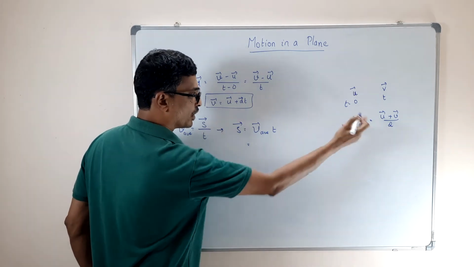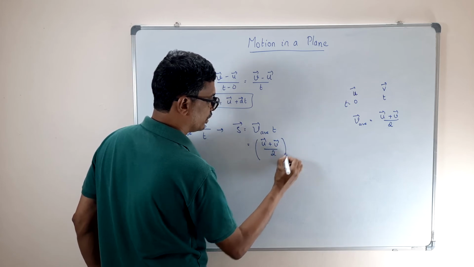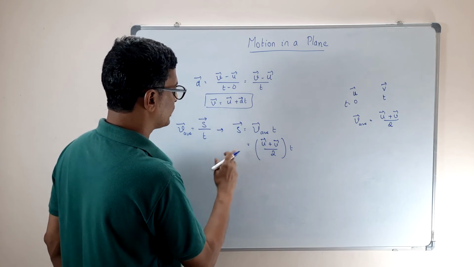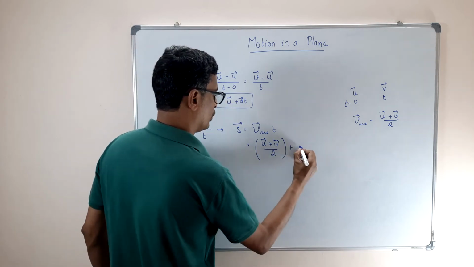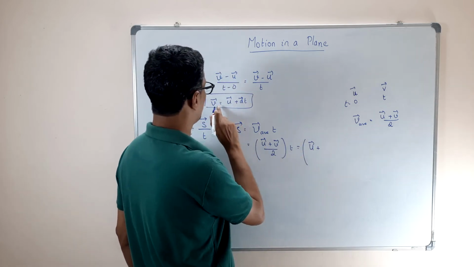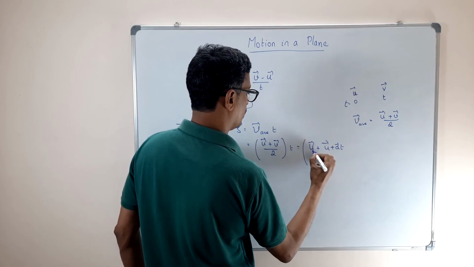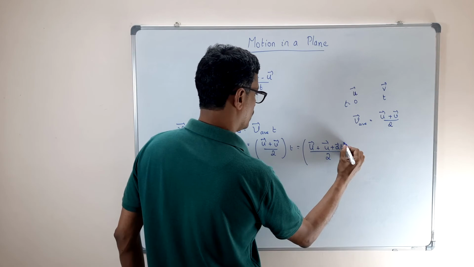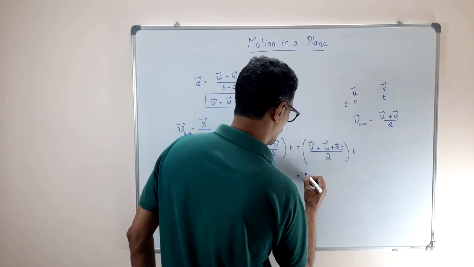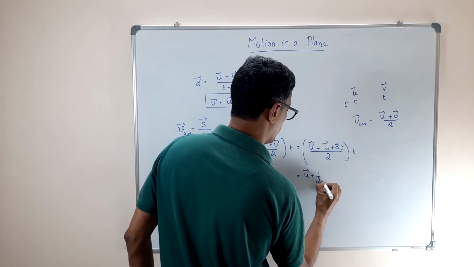What is V average? U vector plus V vector by 2, into T. Now in the place of V, we will write U plus AT. So then U vector plus V equal to U plus AT, by 2 into T. This will be equal to 2u vector by 2, that will be u vector, plus half AT square.